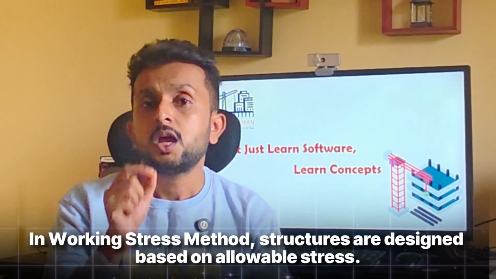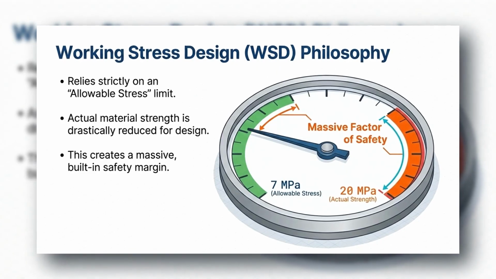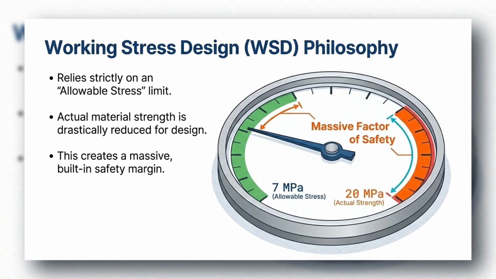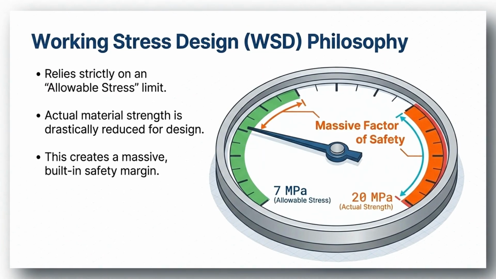So during your graduation, you already have studied both these methods, right? See, in the working stress method, structures are designed based on allowable stresses. The actual strength of the material is reduced using a large factor of safety. Let's understand this through the concrete grade example.